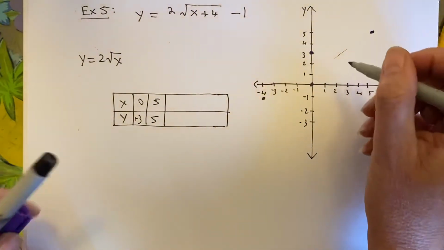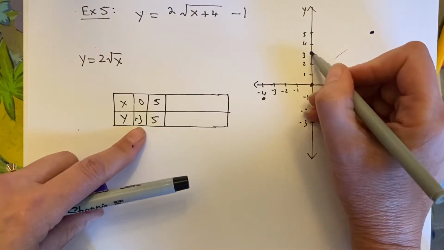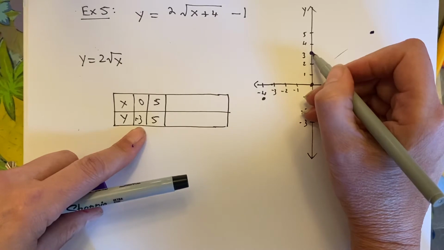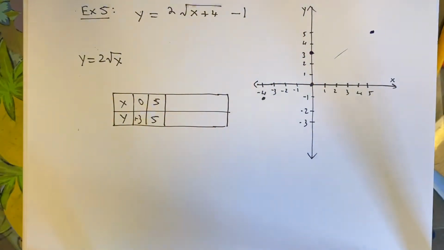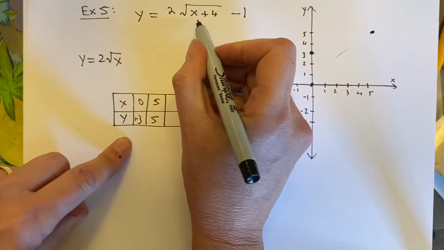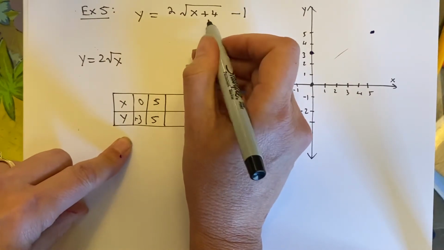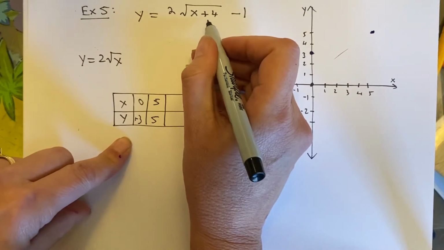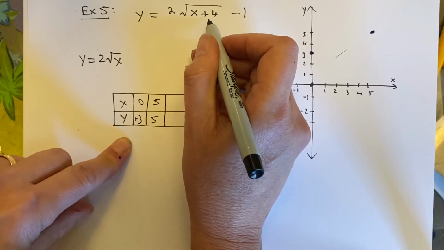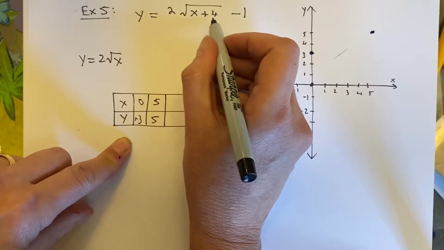However, I haven't gone any further than 3 here and 0 here. And I can go below 0, because if I put in -1, I'll get a positive 3, and that's a legal square root. If I put in a -2, I'll get a positive 2.